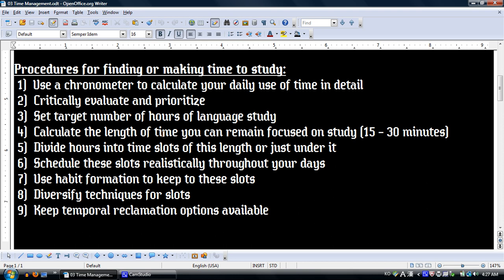So these are at least 4 specific reasons for scheduling your time slots throughout your day. And once you've done that, you've got a schedule, you need to use the habit formation techniques I talked about last time to get into keeping these time slots. And the 8th point is that in these time slots, there's no need to do the same thing each time.